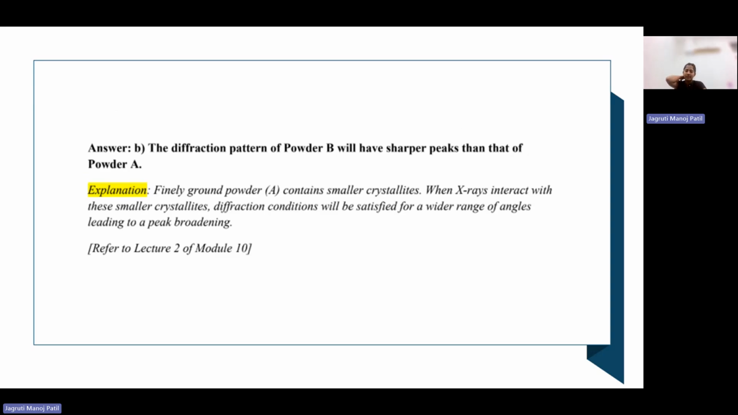So B would have sharper peaks than A, because the finely ground ones have smaller crystallites with which the X-ray is interacting. I don't think you'll have enough diffraction at different angles, and eventually the peak would be broadened, and you won't get the specific diffraction effect that you need when you are characterizing your specimen using diffraction-related effects.